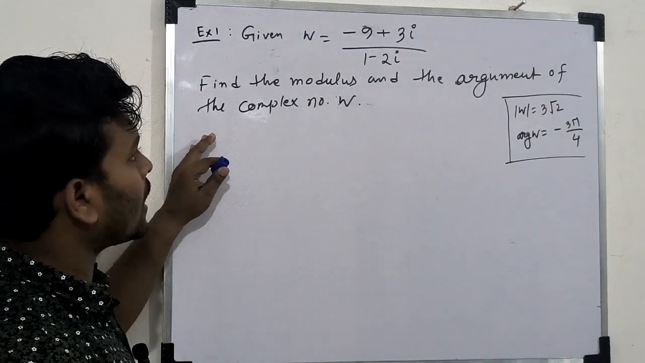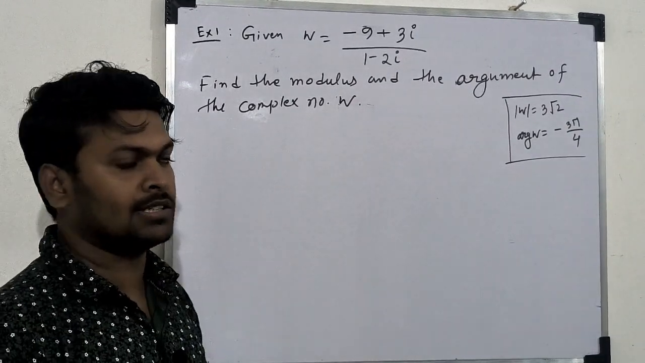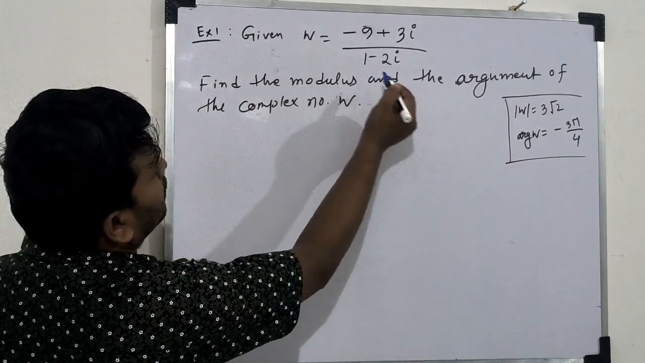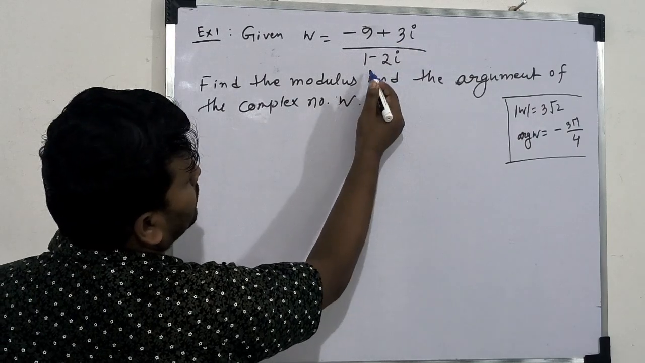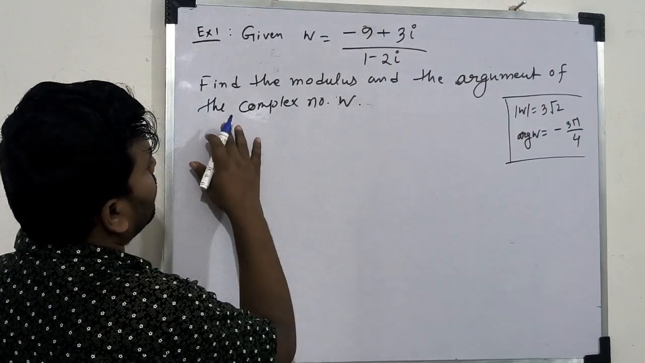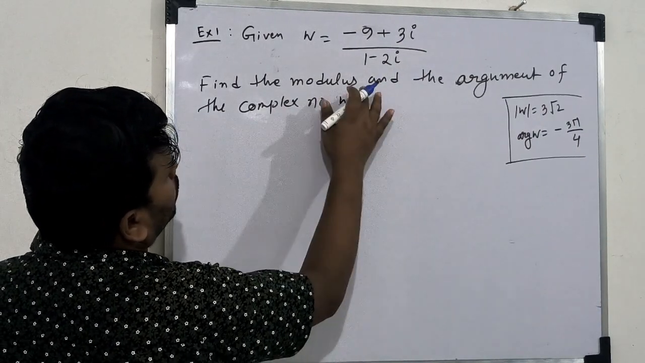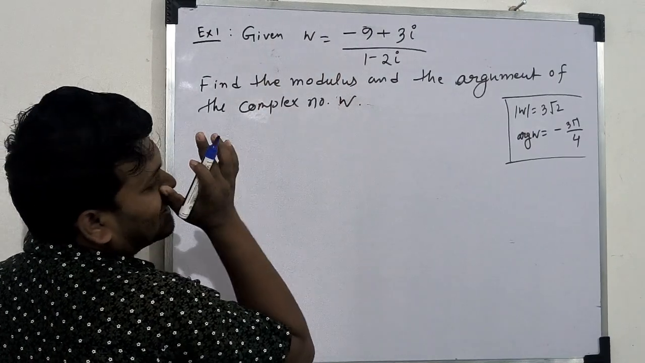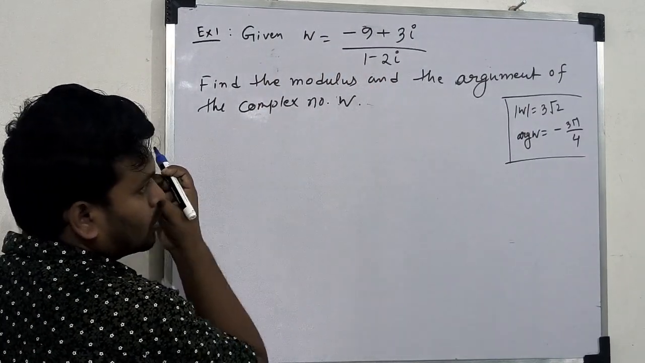I will solve some questions from complex number. In this example, given w equal to (minus 9 plus 3i) divided by (1 minus 2i). So we have to find the modulus of w and argument of w.